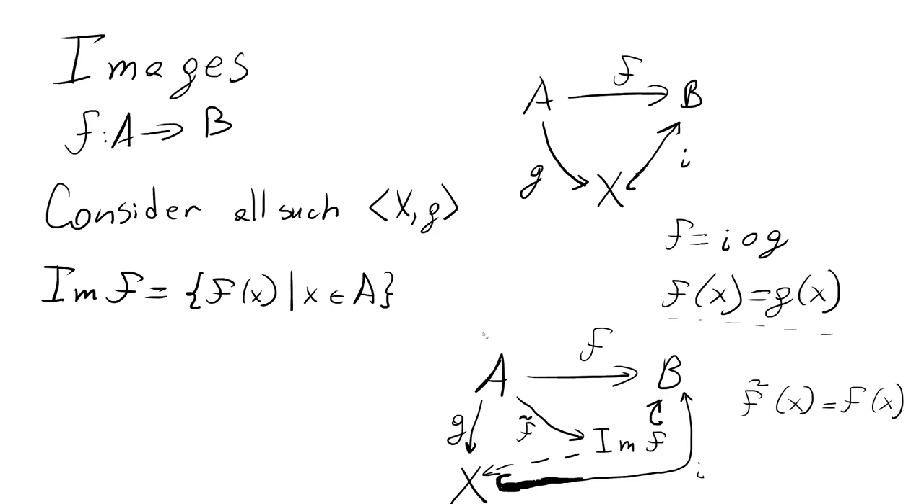So if we are restricting the codomain of F to some set X, then that set will include the image of F. And in that sense, image of F is the unique object, is the universal object that satisfies the property of being a subset of the codomain, while also having a morphism that commutes with F.